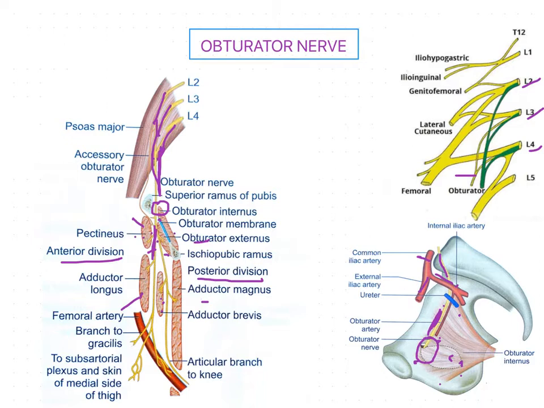We are not worried about obturator internus because the nerve has come outside of the obturator foramen and entered the thigh. Once it enters the thigh, it relates to these muscles only: pectineus, adductor longus, adductor brevis, adductor magnus and obturator externus. The obturator externus is present at the upper part, related to the pelvis. The muscles nearer to the pelvis are obturator externus and pectineus. So this division is related above with pectineus and obturator externus.